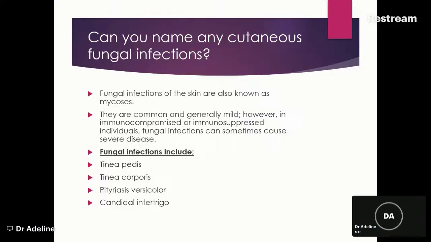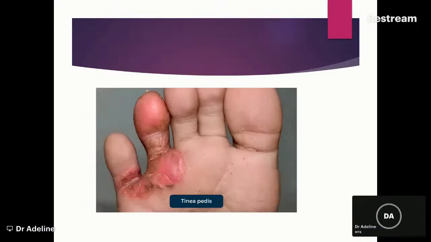Other fungal conditions include tinea pedis, tinea corporis, pityriasis versicolor, and candidal intertrigo. Fungal conditions are commonly mild, but if the person is immunocompromised, then it can lead to some severe conditions. The fungal infection of the skin is known as mycosis. This is an example of one of the fungal infections, tinea pedis, affecting the foot.